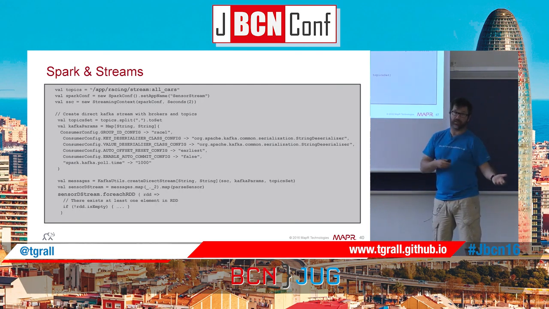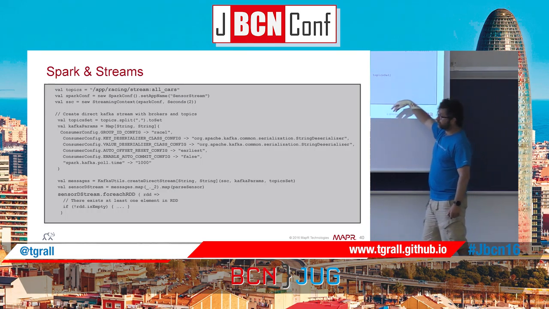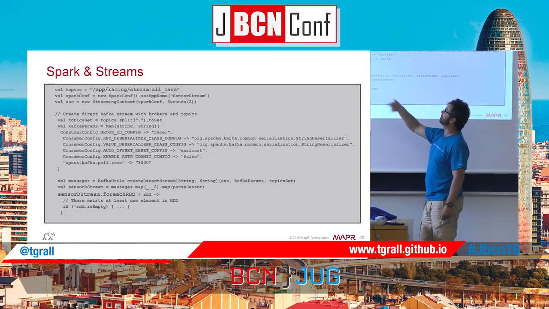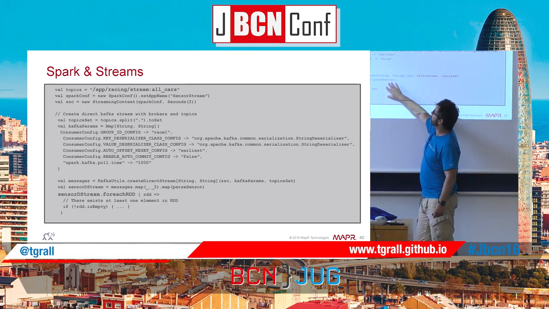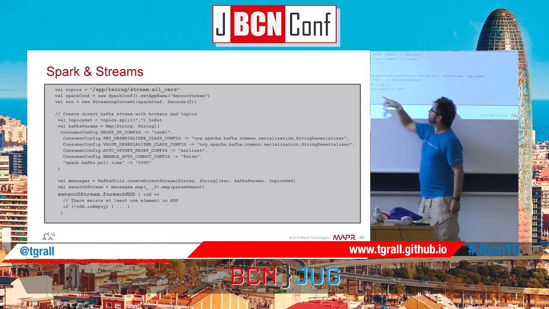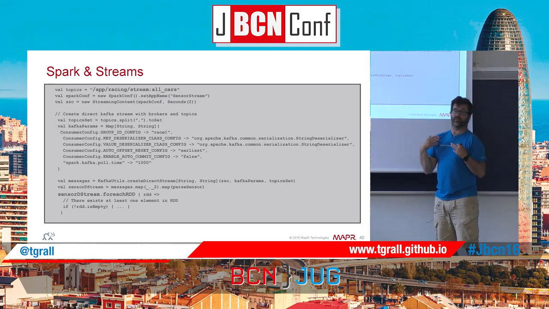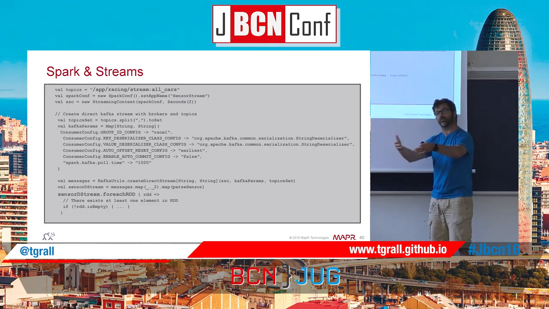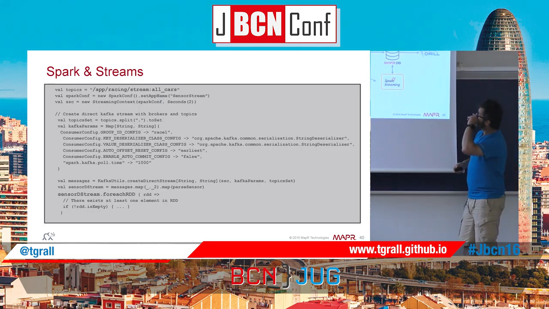And the way you integrate Spark with Kafka is, this is an application. At the top, I listen for all cars' streams. I configure some information, but at the end, what you will have is, for each batch, in this case every 2 seconds, I will receive a batch of messages that I can process. So this is the way you integrate Spark with Kafka to do real-time streaming, but also real-time processing.